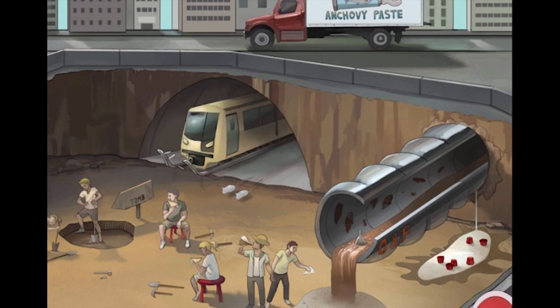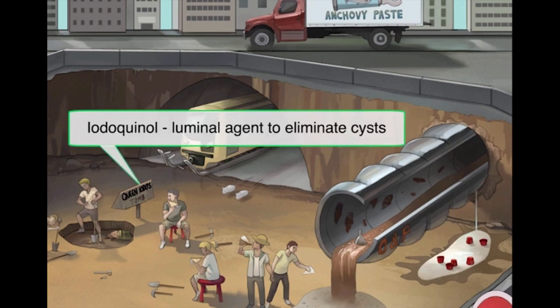The other luminal agent is called iodoquinol. So to illustrate this, we're going to add this sign here where the archaeologists are digging that's labeled Queen Iodo's tomb. You can see Queen Iodo's head in the dig site as well. Queen Iodo is, of course, the famous Egyptian queen from back in the time when no one wrote anything down and there weren't any oral traditions or anything like that. So you'll just have to take our word for it when we say, yeah, she really existed. Anyway, iodoquinol, aka Queen Iodo, is another luminal agent that can be used in combination with metronidazole.